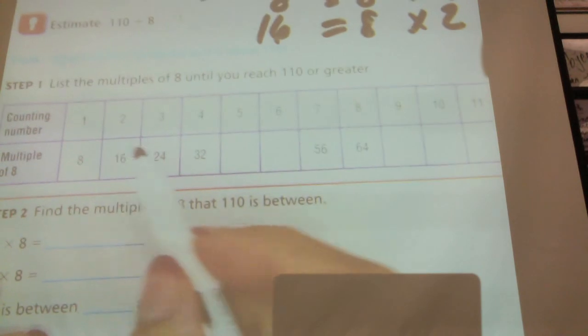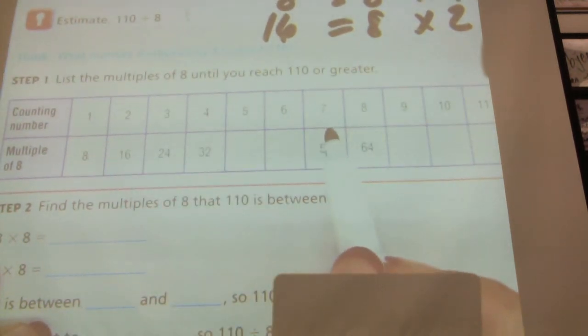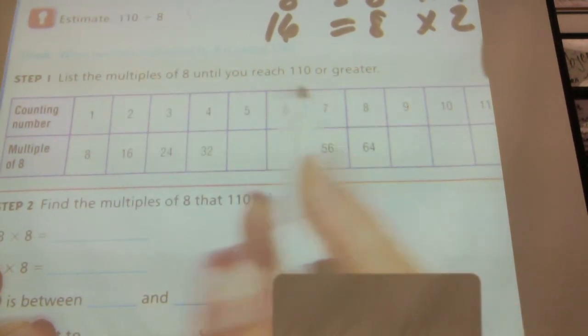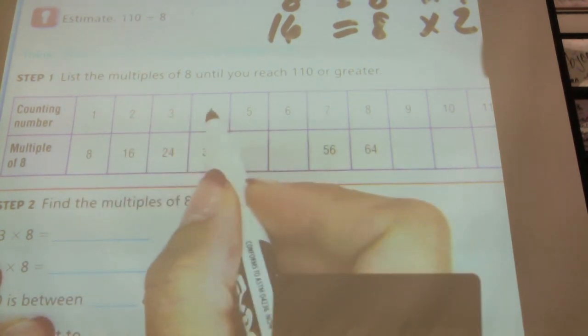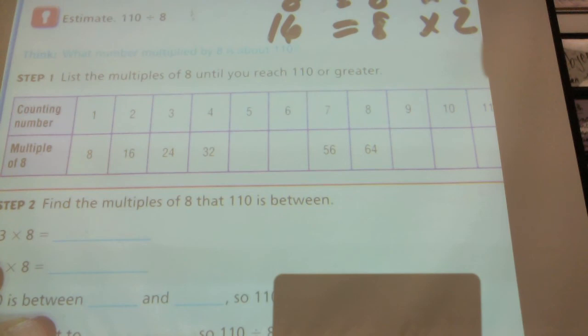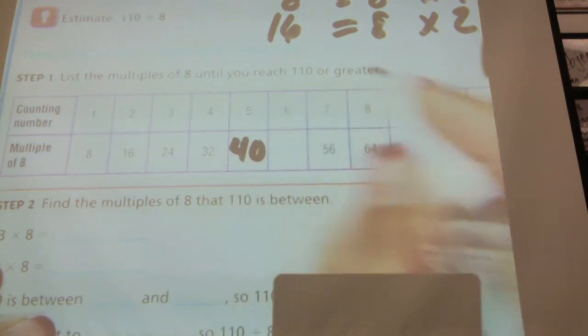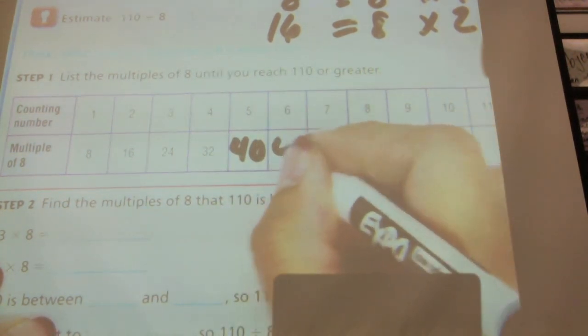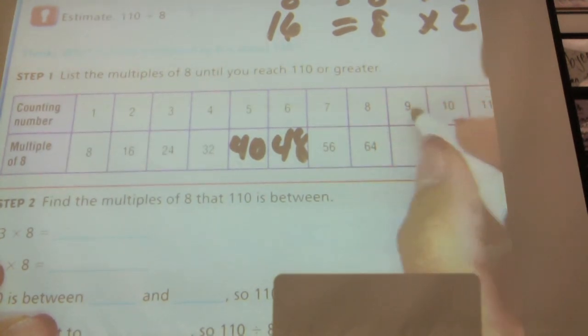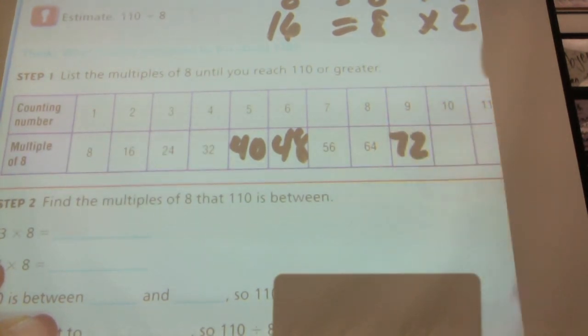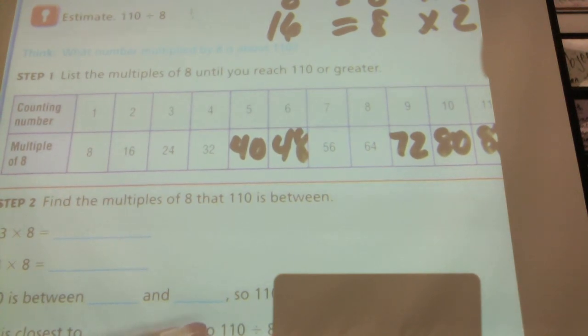When you look at the chart here, it's starting to show you the multiples of 8. So 1 times 8, 2 times 8, 3 times 8, 4 times 8, 5 times 8 is what? 40. 6 times 8? 48. It shows you 7 times 8, 8 times 8, 9 times 8? 72. 10 times 8? 80. 11 times 8? 88. 12 times 8? 96. 13 times 8?